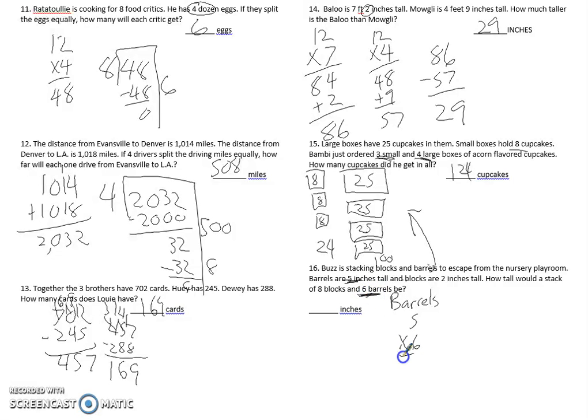So 5 times 6, 30 inches of barrels. My blocks are 2 inches tall, and I have 8 of those. So 8 times 2 is 16. Add the 30 plus 16, and I get 46 inches.